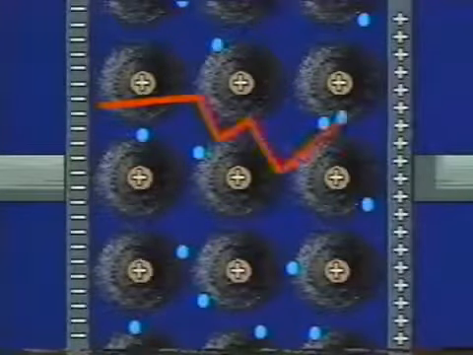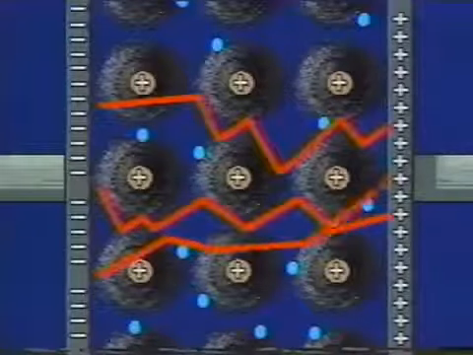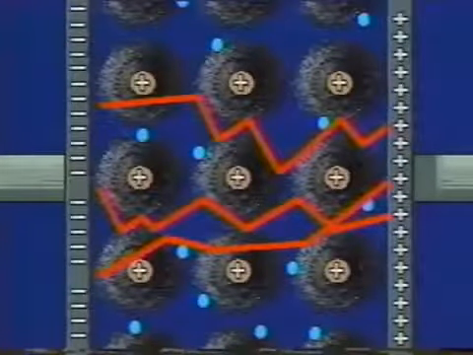Opposite charges placed at each end of the metal cause these electrons to drift from the negative end to the positive end as they proceed in their random motion.